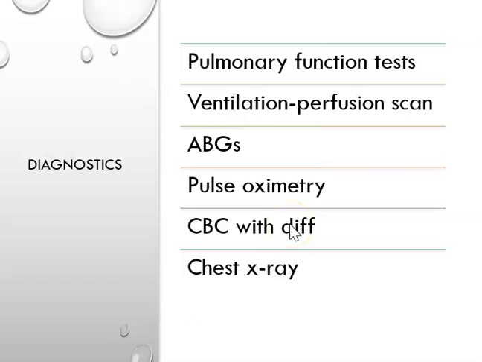And a CBC with differential. So that's going to show increased RBCs and hematocrit. And think about why. Why are they going to have more red blood cells? Because really their body is compensating to make up for a reduction in oxygen. So the body is trying to compensate by increasing the oxygen capacity in the blood.